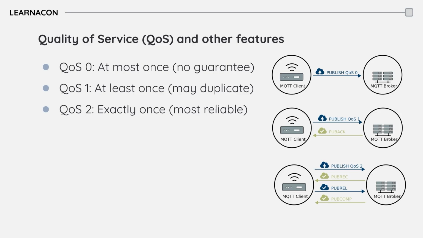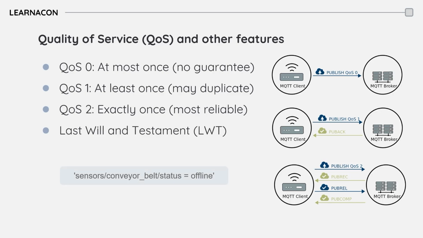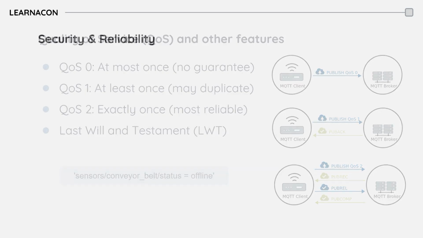MQTT also includes some clever features, and one of the most important is the last will and testament. This allows a client to tell the broker, if I disconnect unexpectedly, please publish this final message on my behalf. For example, a device might send sensor/conveyor belt/status offline to alert the system that it is no longer active. This feature is essential for monitoring device health and quickly detecting failures in critical systems.